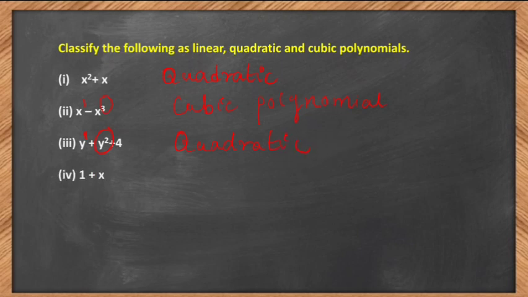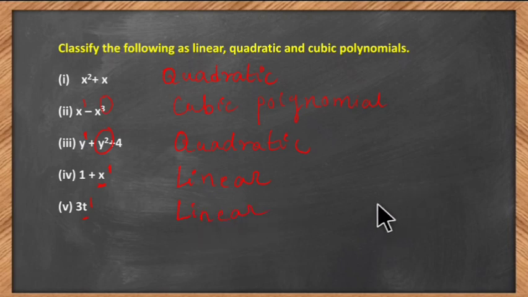Next, 1 plus x. So what is the variable here? x. What is the power? Power is 1. If the power is 1, that is a linear polynomial. Next, 3 into t. Here what is the variable? t. If the variable is not having power, you have to take that as 1. So this is also a linear polynomial.